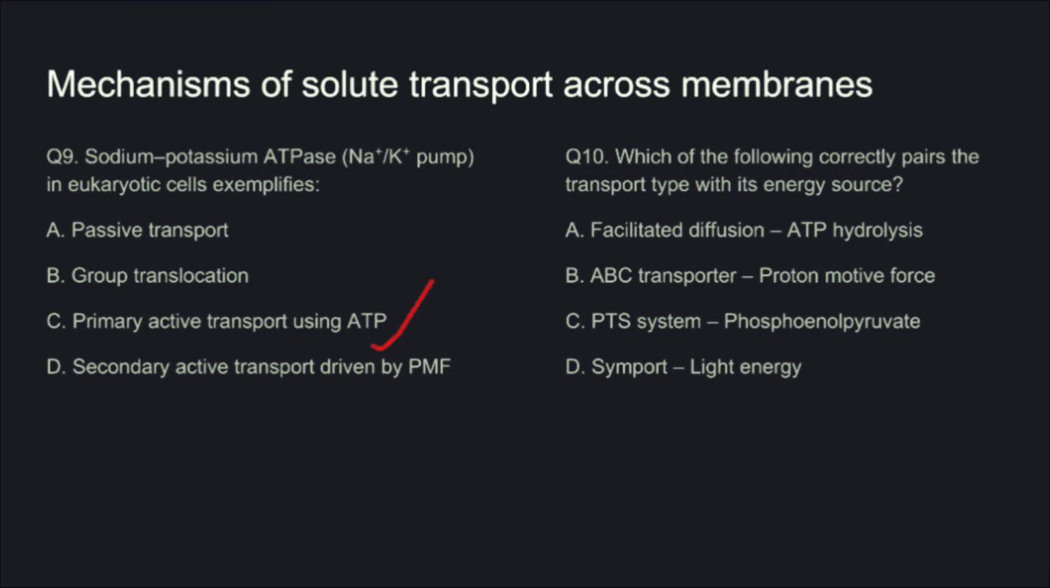Question number 10. Which of the following correctly pairs the transport type with its energy source? Options are A, facilitated diffusion, ATP hydrolysis, B, ABC transporter, that is your proton motive force, C, PTS, phosphoenol pyruvate, D is light energy. The correct answer for this question is option C, PTS system and phosphoenol pyruvate.